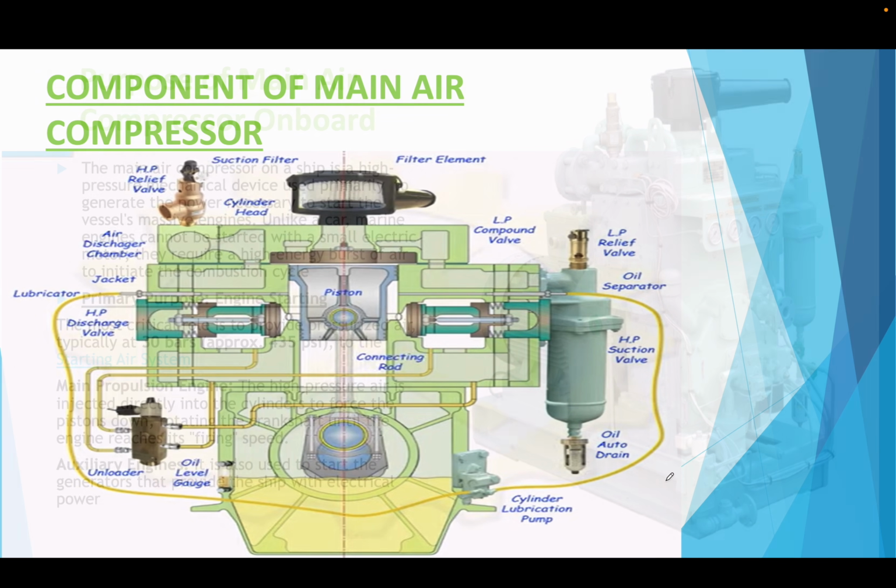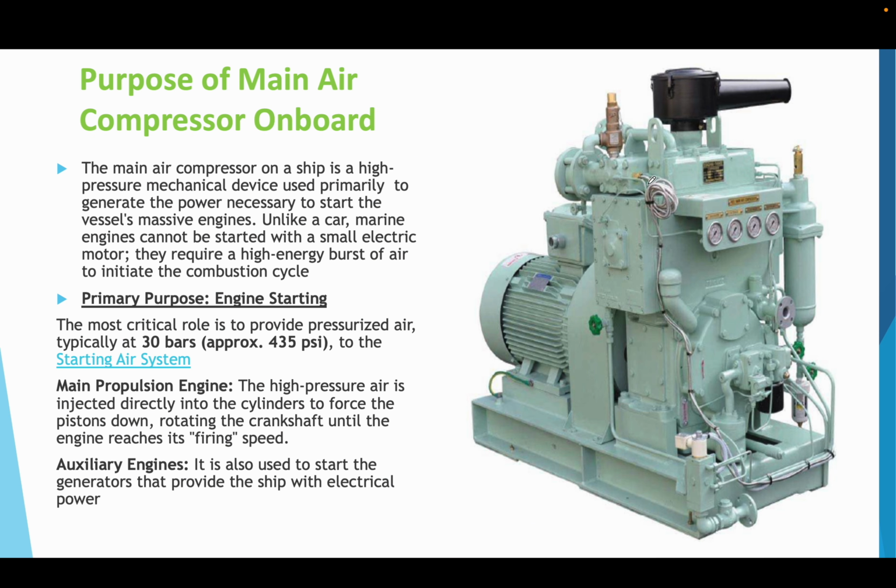Now let's see the purpose of the main air compressor. So what is the purpose of a main air compressor on board? The purpose of the main air compressor is to provide highly compressed air of 30 bar. Why do we need 30 bar air? The first question that comes here is, why do we need this compressor?